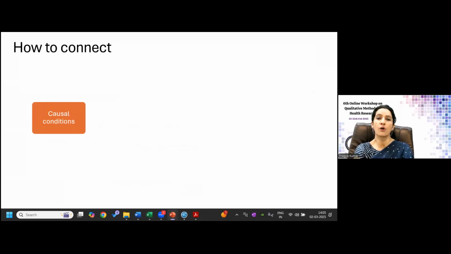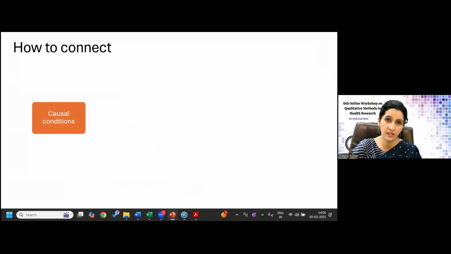So you see the causal condition. Causal condition means, let's say, if we talk in terms of communication barrier, the factors which are causing this communication barrier. Causal condition of the central phenomena, which we have learnt on day one. Central phenomena is the purpose of your study, to define that particular phenomena in this given research setting, and you define that central phenomena also.